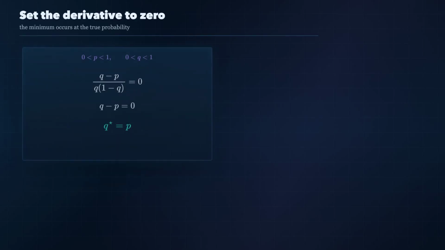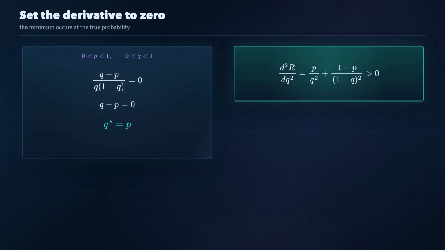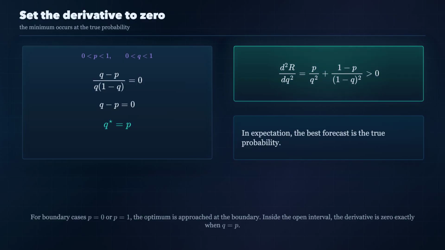Inside the interval from 0 to 1, Q times 1 minus Q is positive. The derivative is 0 exactly when Q minus P is 0. That gives Q equals P. The second derivative is positive, so this point is a minimum.